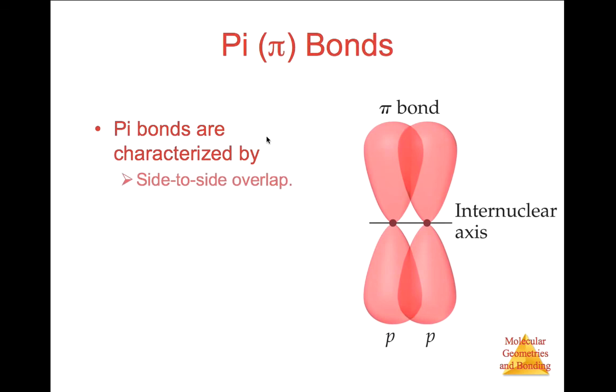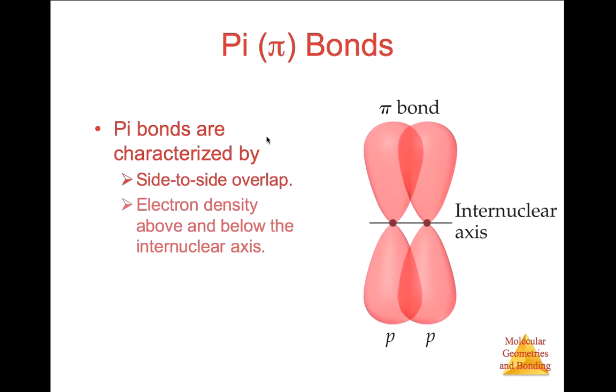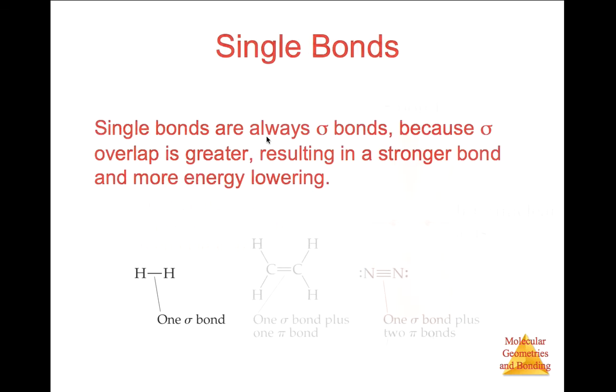Pi bonds, or second bonds or third bonds that occur between 2 atoms, are characterized by side-to-side overlap. The electron density is above and below the internuclear axis. Single bonds are always sigma bonds because sigma overlap is greater, resulting in a stronger bond and more energy lowering.